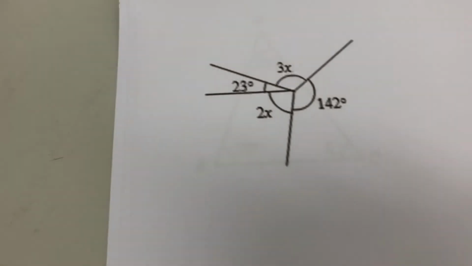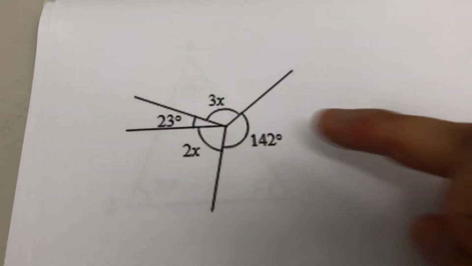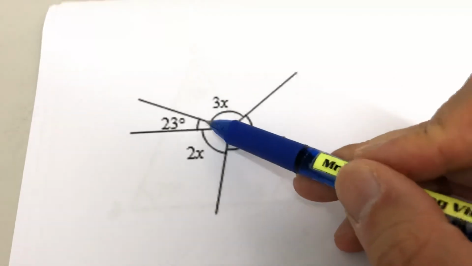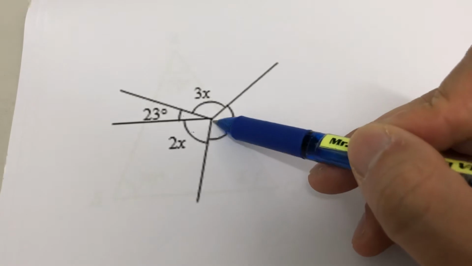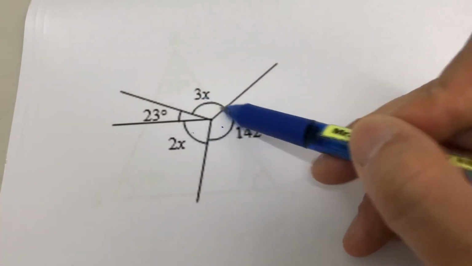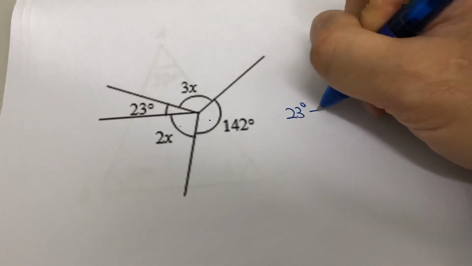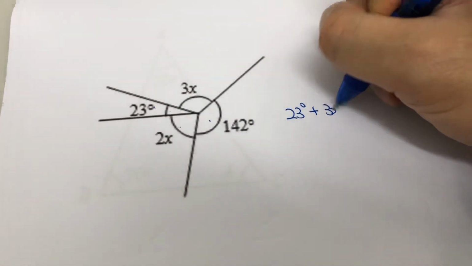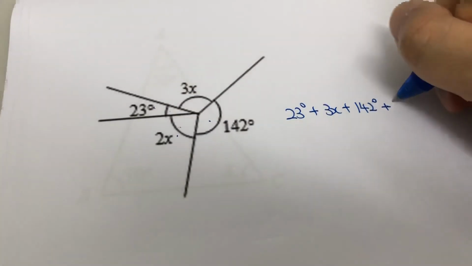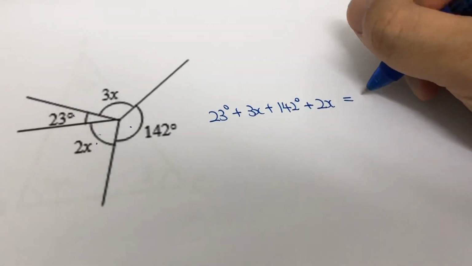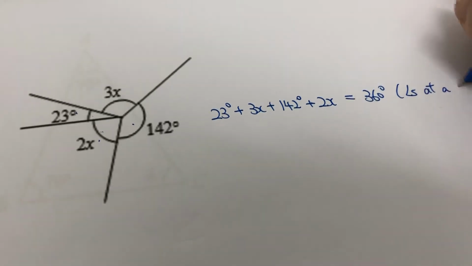Okay, let's look at the last question. Are you confident enough to do this one? This time we have 1, 2, 3, 4, also 4 angles, and they all surround the same point, and they complete a full circle. So let's add them up. 23 degrees plus 3x plus 142 degrees plus the last angle, which is 2x, equals to 360. Angles at a point.